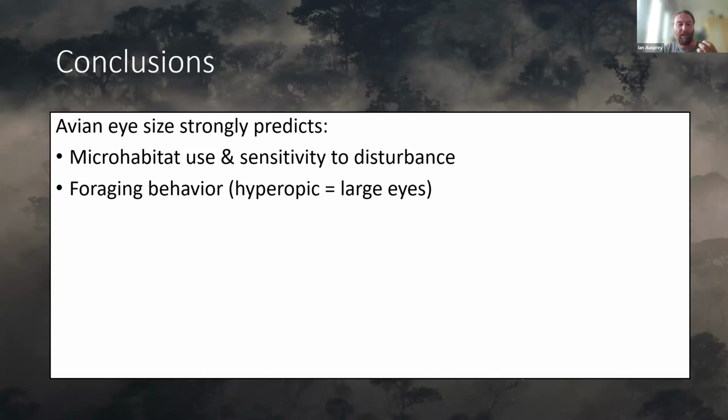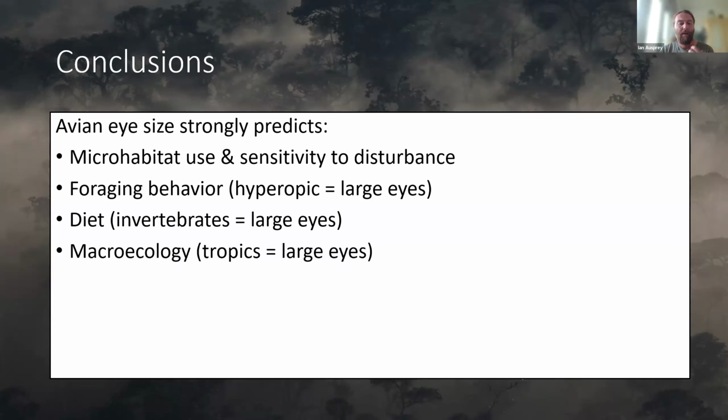If you have a larger eye, you tend to use these more long distance foraging maneuvers that are better able to identify distant prey, more likely to eat invertebrates. Again, it's harder to identify an invertebrate in the environment compared to a fruit or a seed. So improved visual acuity is going to help with that.